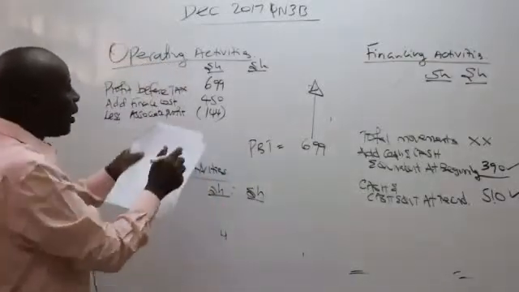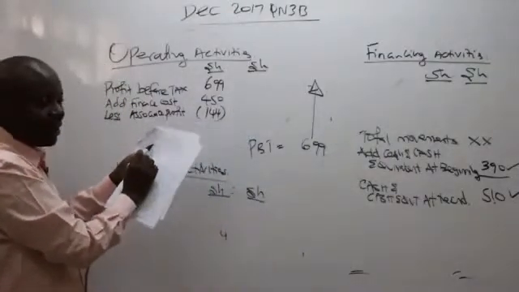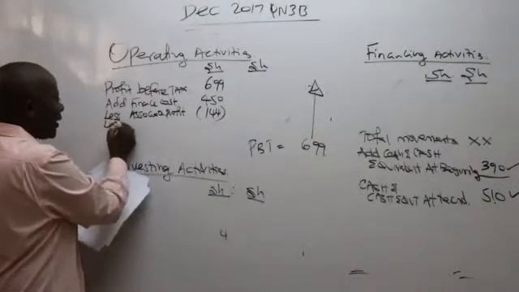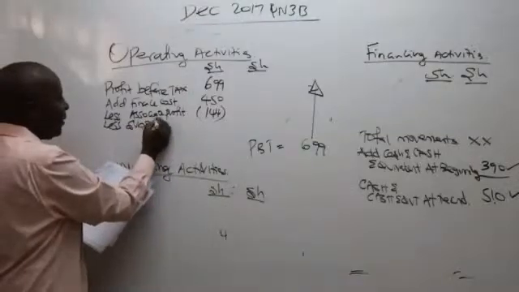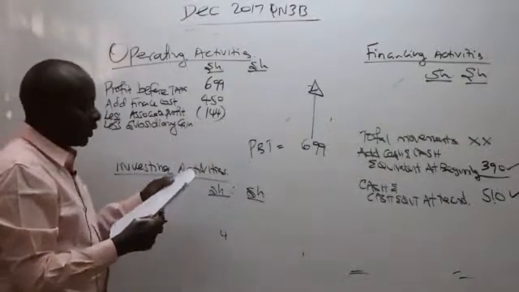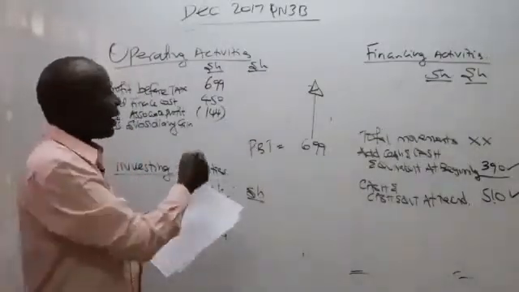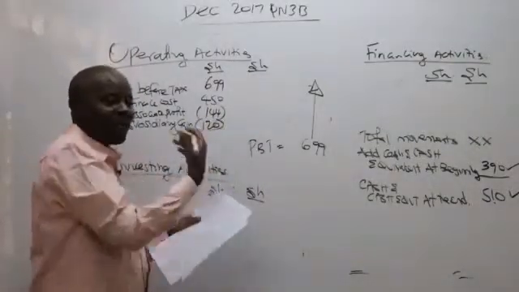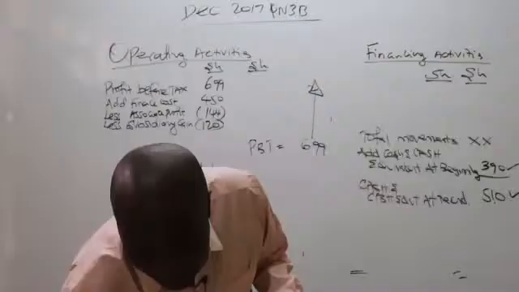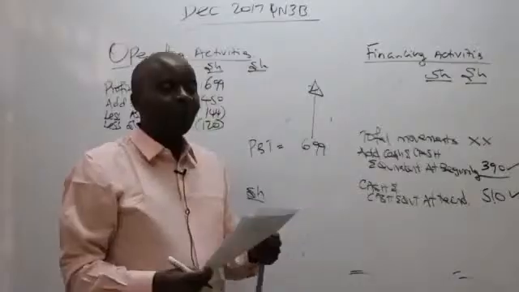Pia ukiendelea kwenda juu, I'm still going up and up. Are you able to see the gain on sale of a subsidiary? So less subsidiary gain. I simplify kidogo hapa hii majina. How much, ladies and gentlemen, are you able to see there? Wanasema 120. We are subtracting because the gain, they must have added.